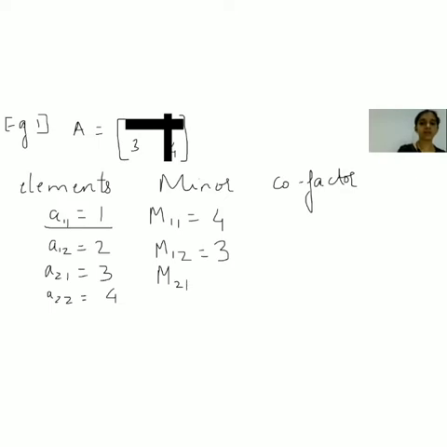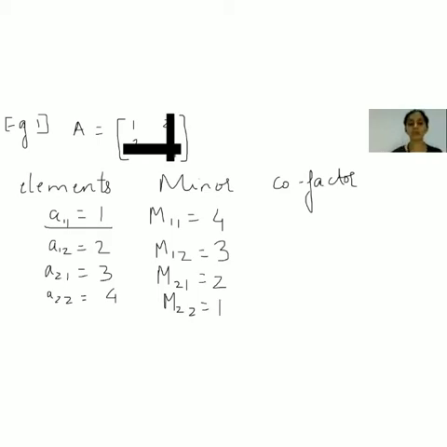Okay, then next M21. So again, let us hide the row in which it lies. It lies in the second row, and the column in which it lies. So the answer is 2. Okay, so we'll write over here 2. Then we have M22. So again, we'll hide the row in which it lies. It lies in the second row, correct, and it lies in the second column. So what is the answer here? It is 1. Okay. These are the minors.